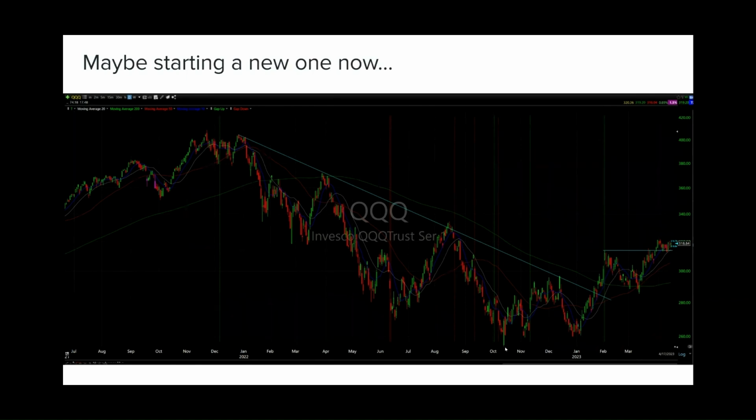What's happened since October is this trend has changed. So we've been making higher lows. So this low, and then this low is higher, and then this low is higher, and then this low is higher, and higher highs. So every high is also higher than the previous one. So this is a classic uptrend. And we've already bounced around 20% off the lows.